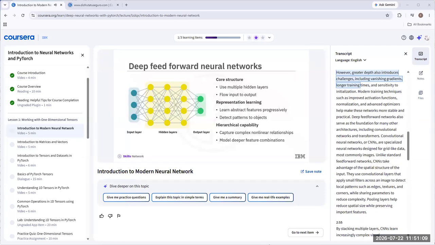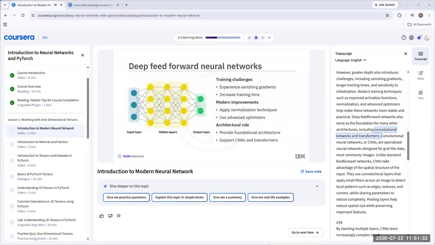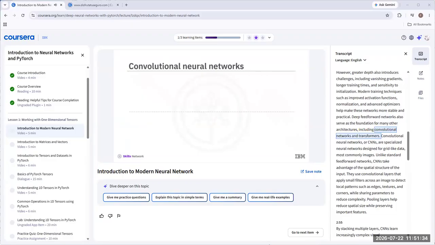However, greater depth also introduces challenges, including vanishing gradients, longer training times, and sensitivity to initialization. Modern training techniques such as improved activation functions, normalization, and advanced optimizers help make these networks more stable and practical. Deep feed-forward networks also serve as the foundation for many other architectures, including convolutional networks and transformers.